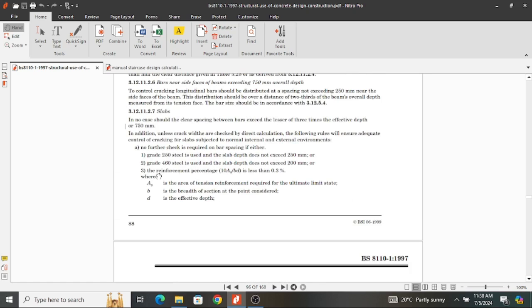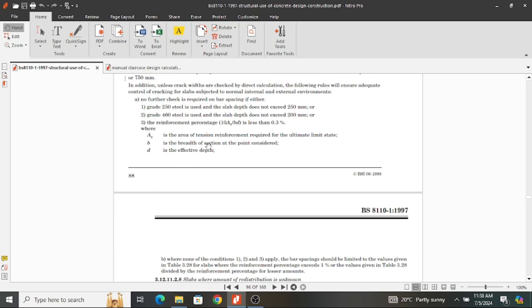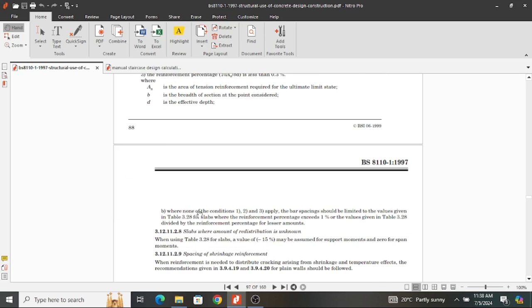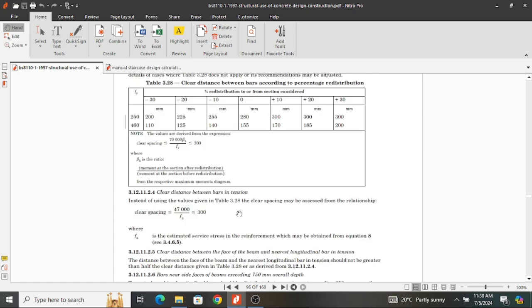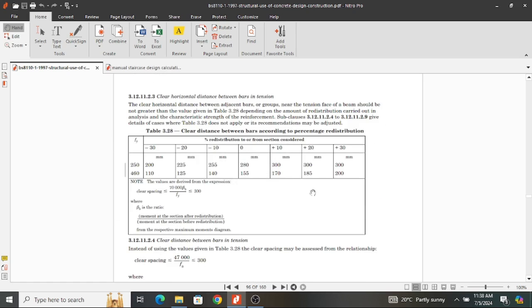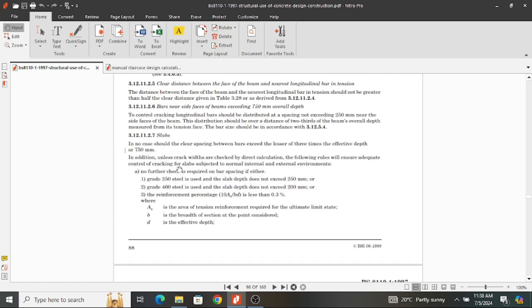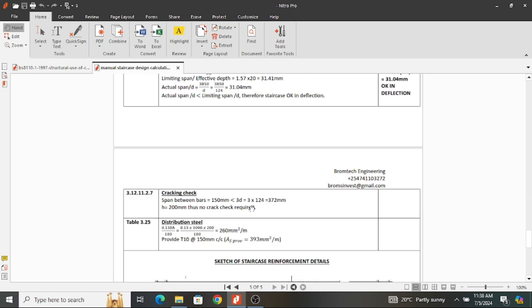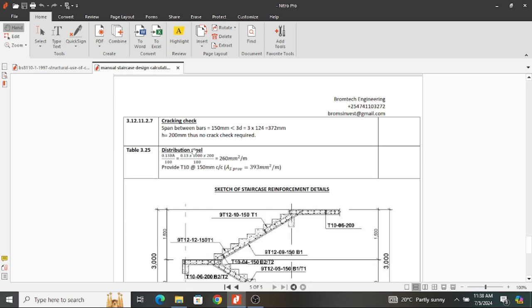3 states that the reinforcement percentage is less than 0.3% where the parameters of the formula are there, and where none of the conditions 1 or 2 apply, the bar spacing should be limited to the values given in table 3.28. 3.28, which is here. But since our condition 2 fits our structure, there is no need to proceed with carrying out the cracking check. And our structure is therefore safe against cracking.